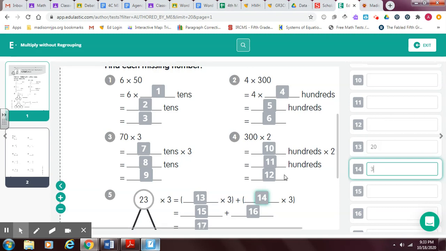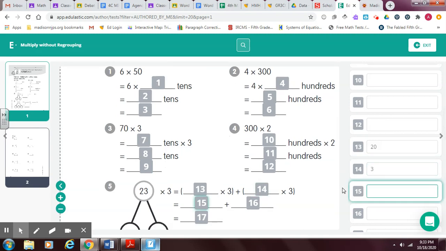Now I have to keep in mind my work here. So in this set of parentheses, my answer for number 13 was 20. 20 times 3 is my answer for number 15. So what is 20 times 3? Well, that answer is 60.